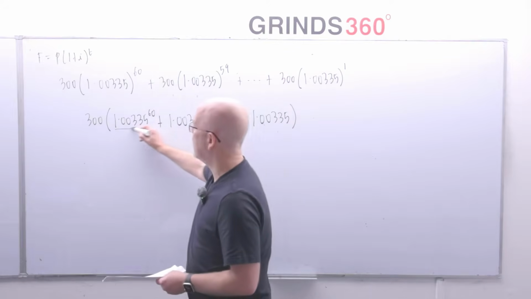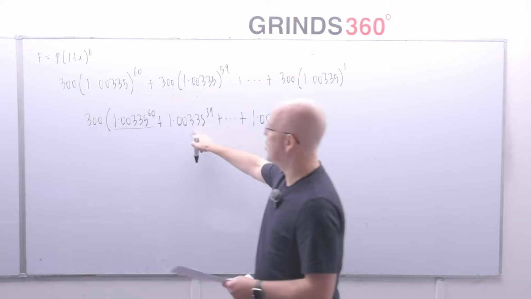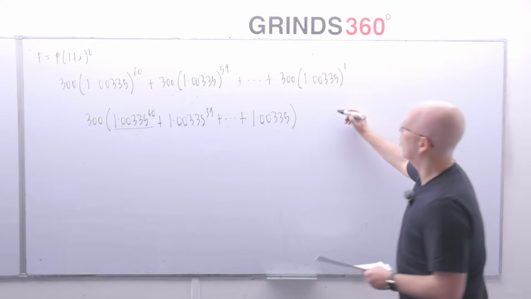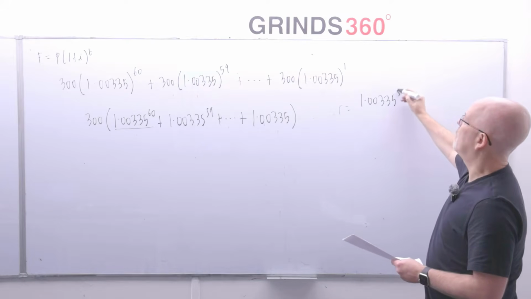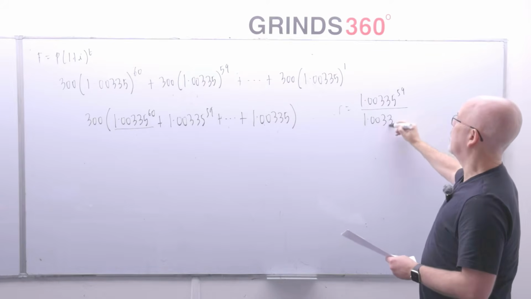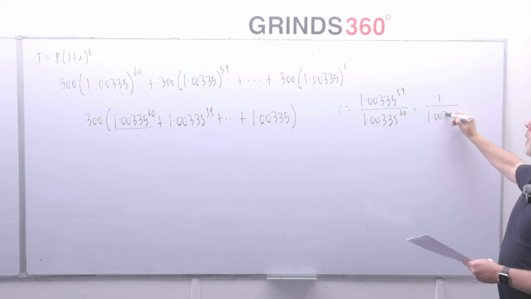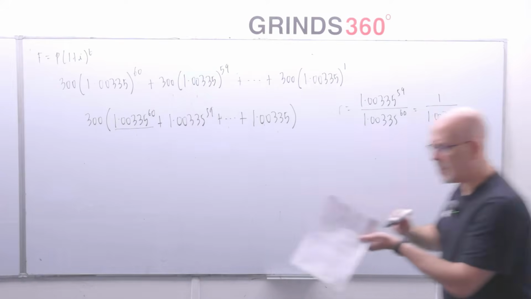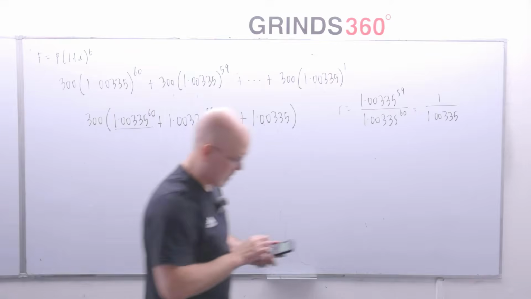So there's A there. That's my term. That's my value for A. To find r, divide that by that. So remember, r will look like that. It's going to be 1.00335 to the power of 59 over 1.00335 to the power of 60. Now I'm going to cancel that by hand and just get that. If you do that in your calculator, it'll probably decimalize it. You just check that.